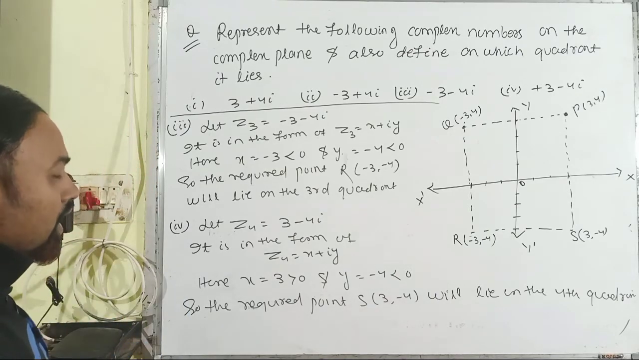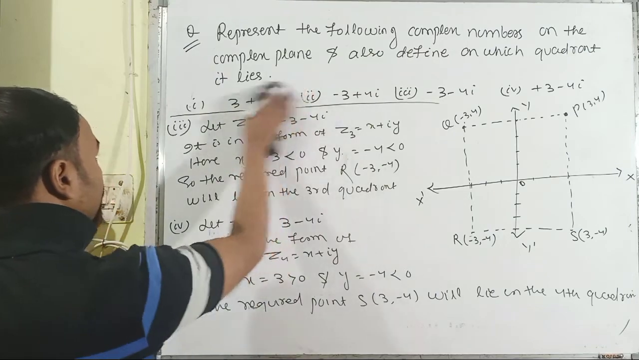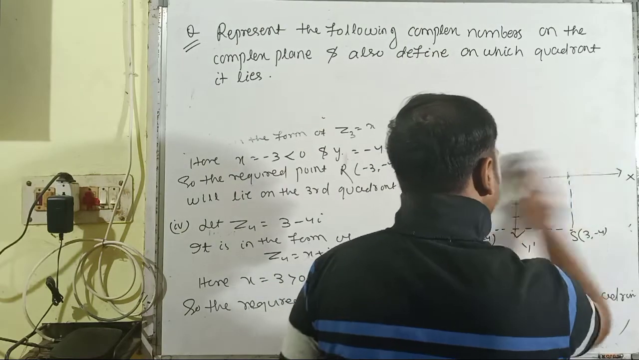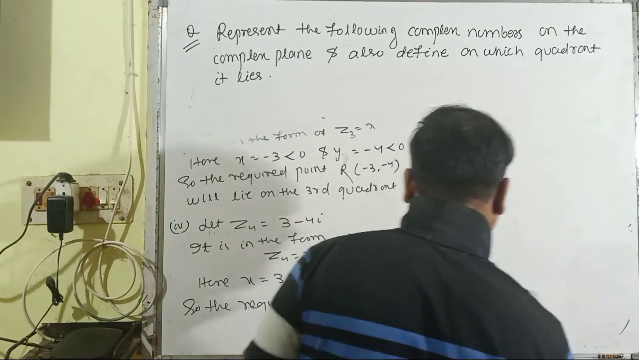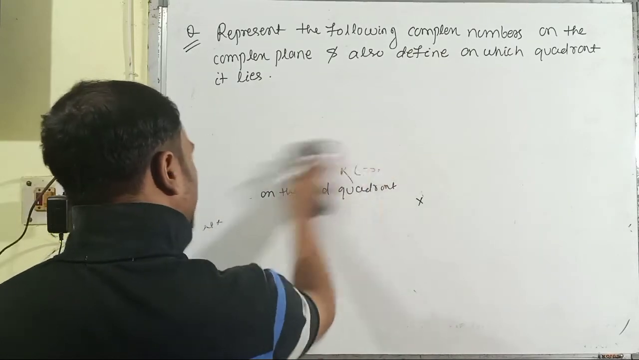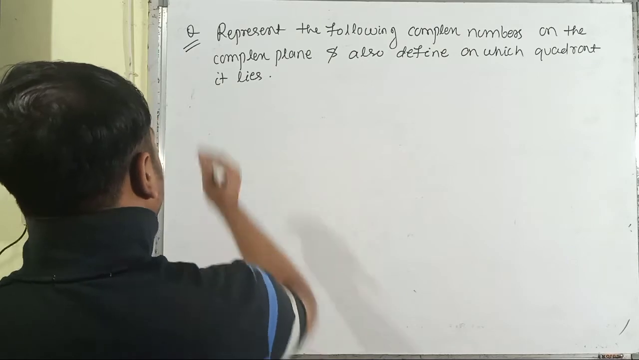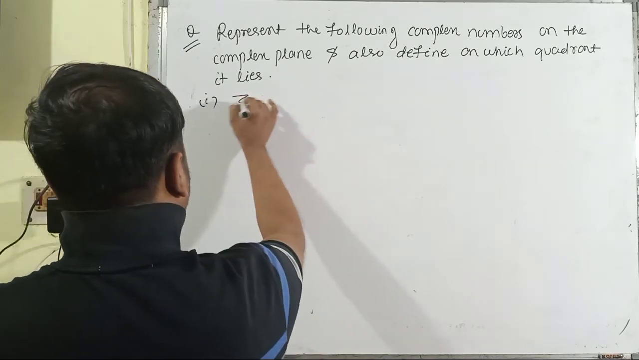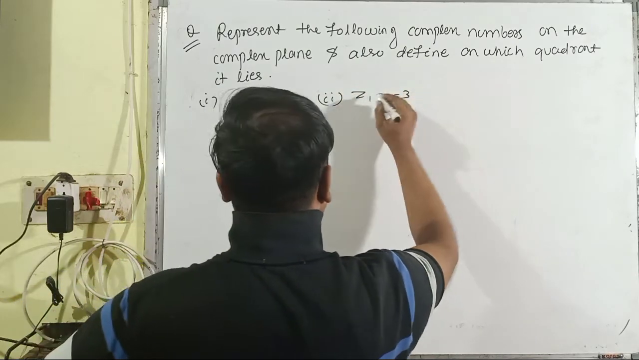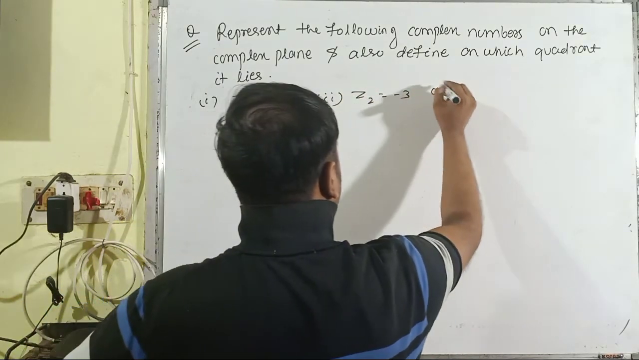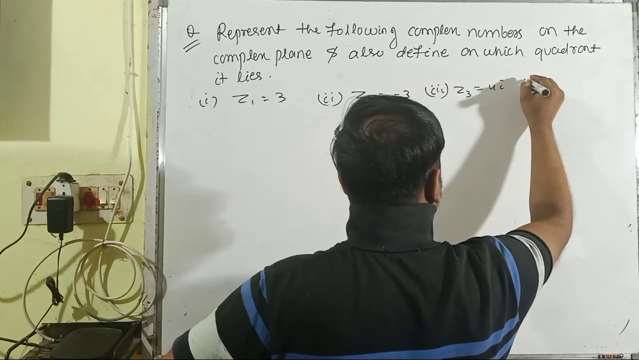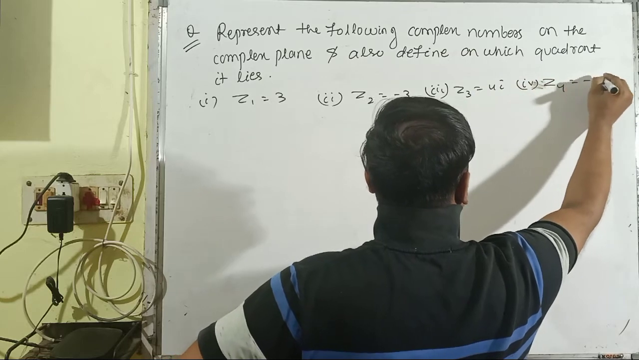Okay, then let us consider another example here. Suppose I have taken z1 is equal to 3, z2 is equal to minus 3, the third one is z3 is equal to 4i, and the last one is z4 is equal to minus 4i.